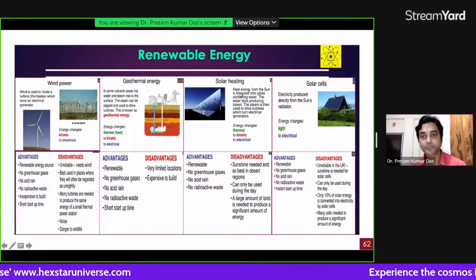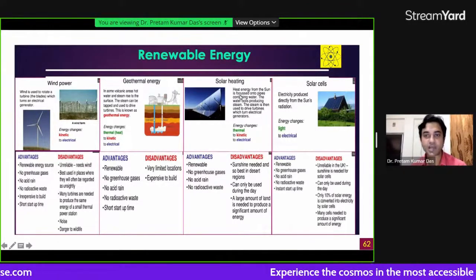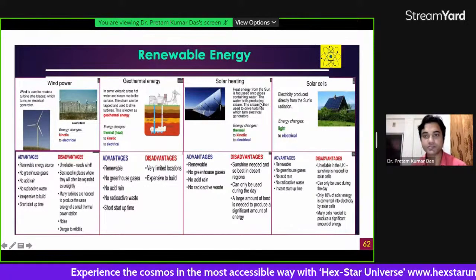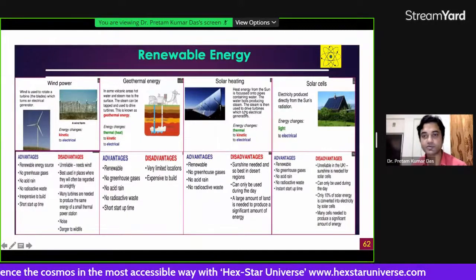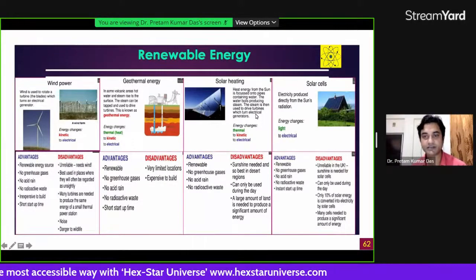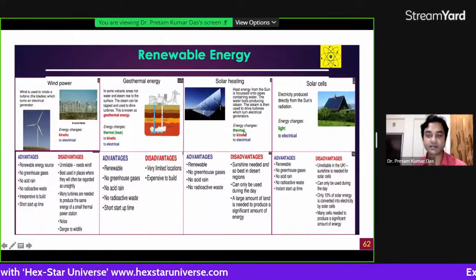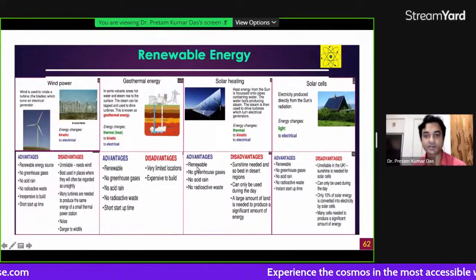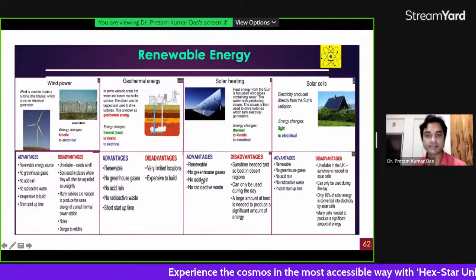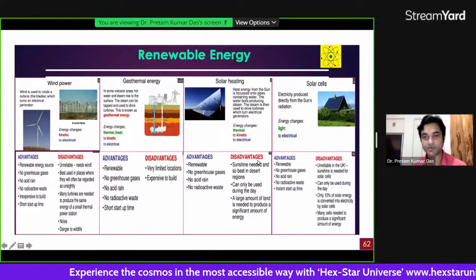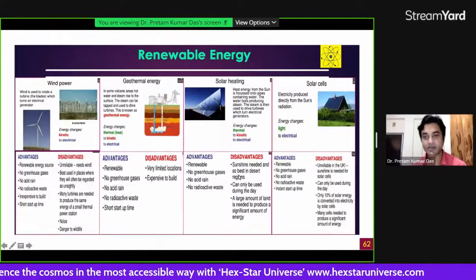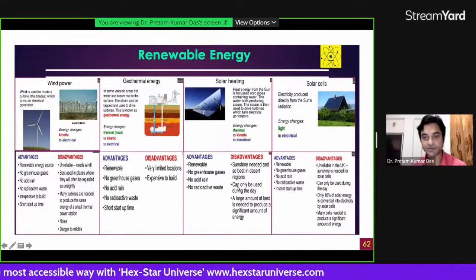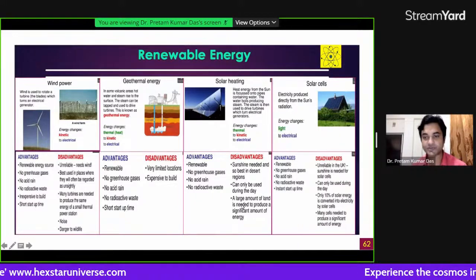Solar heating: heat energy from the sun is focused onto pipes containing water. The water boils, producing steam, and this steam is then used to drive the turbines, which turn an electrical generator. Here thermal energy is converted to kinetic and kinetic to electrical. The advantage is renewable, no greenhouse gases, no acid rain, and no radioactive waste, but the disadvantage is sunshine is needed, so it is best in desert regions, can only be used during the day. A large amount of land is needed to produce a significant amount of energy.